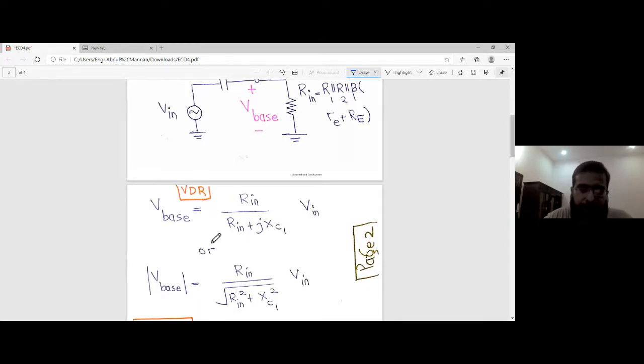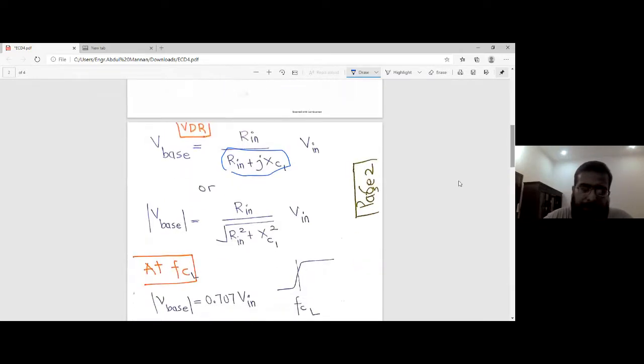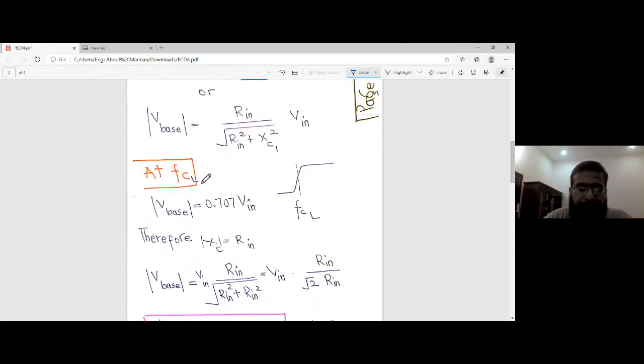or the magnitude of V base can be written as this, since this is a complex number, and we can write the magnitude of this complex number as the square root of the real part squared plus imaginary part squared, and the whole square root. So at FC we already have studied that either it is lower cutoff frequency or higher cutoff frequency, the voltage is 0.707 times the input voltage.